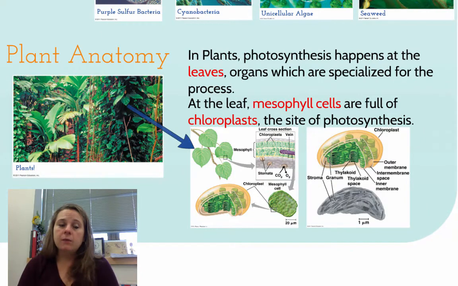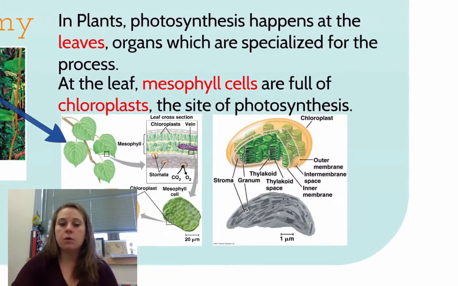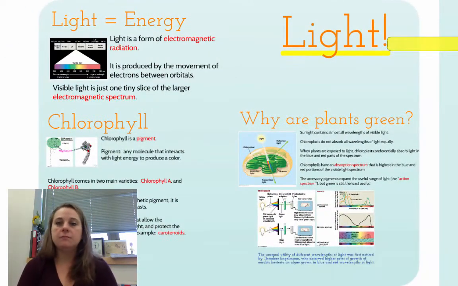However, plant anatomy, yeah, we're used to it. So photosynthesis happens at the leaves. I know, you're all going, duh, but it does. So organs that are specialized for this process, that's their job. The mesophyll cells are full of chloroplasts. That's where it happens. So we're not only talking about a cell being responsible, it's a structure inside the cell that's going to make this happen, which you guys know because you know your organelles at this point. I don't need to tell you that.